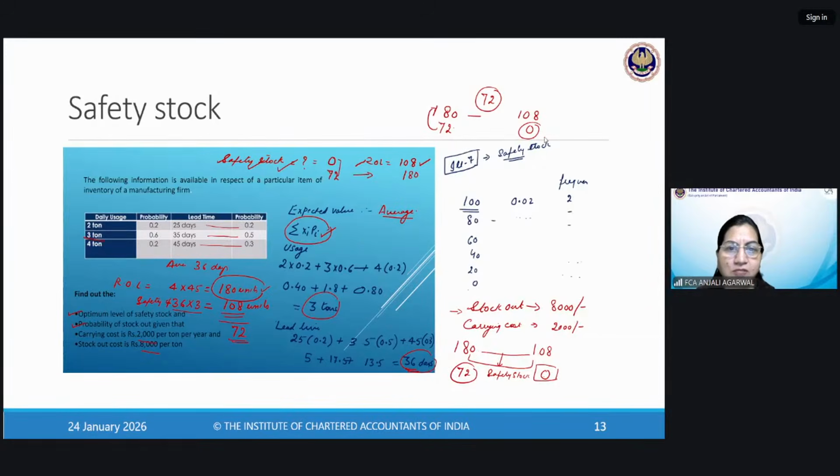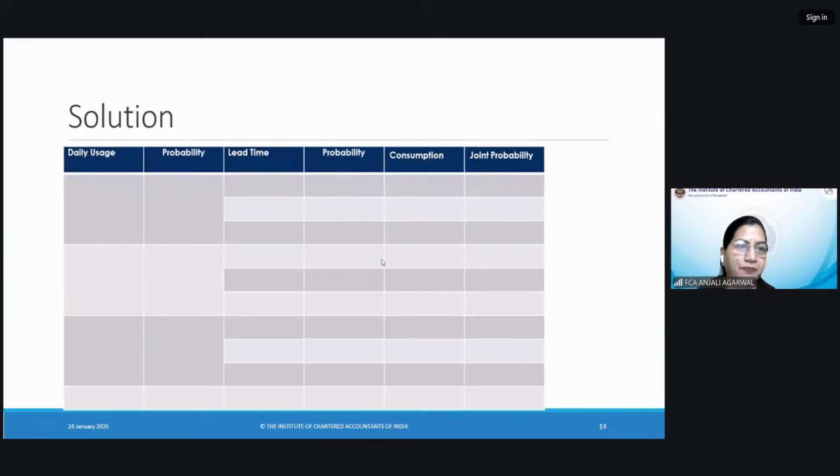The stock out cost is 8,000 and the carrying cost is 2,000. So we have to strike a balance. Okay. I want you to remember point 2, point 5, point 3 and point 2, point 6, point 2 and these days. So we have to first create a scenario.